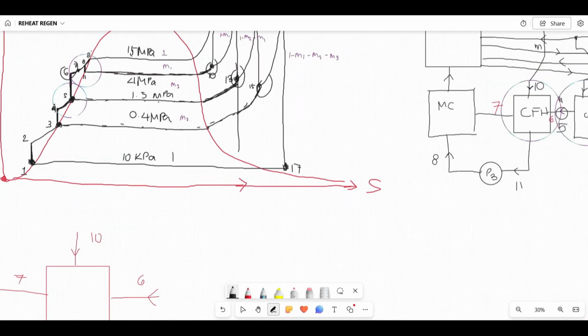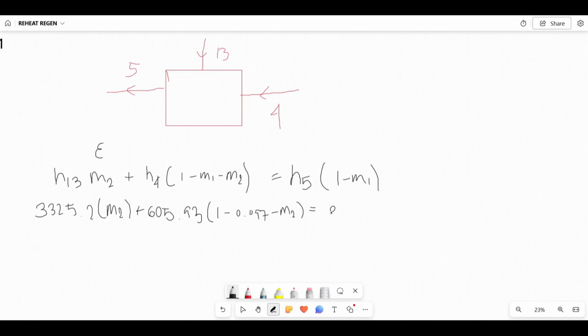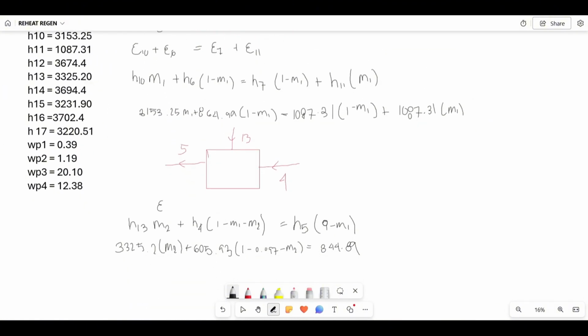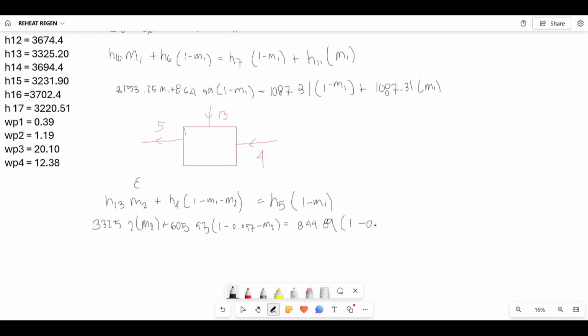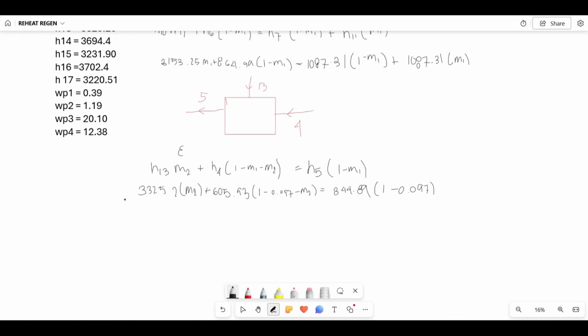H5 is, using the steam table again, because I deleted it, sorry, my bad. Using the steam table, it is 1.5 MPa HFG. Therefore, at the saturated pressure table, at 1.5 MPa, it has 844.89. So good: 844.89 times 1 minus 0.097. So doing this, we got the mass balance now. So we only have the unknown of M2.